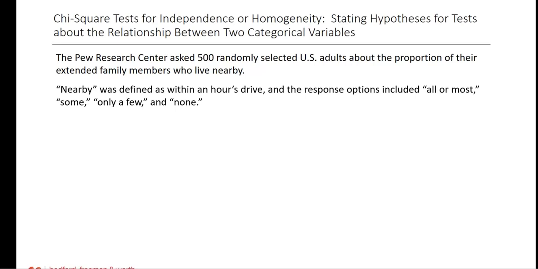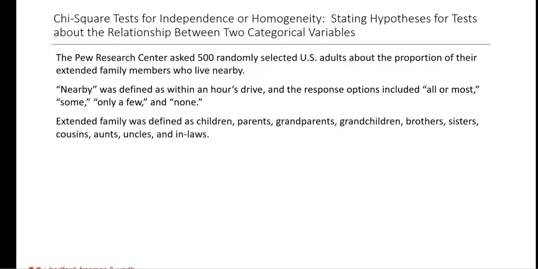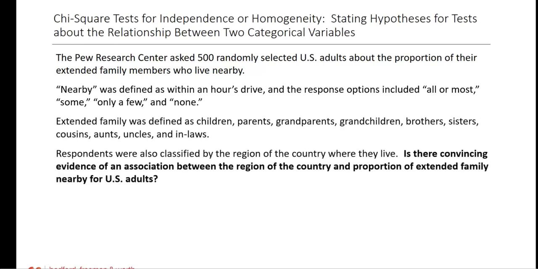So now let's look at an actual example and do the full-on test. The Pew Research Center asked 500 randomly selected U.S. adults if they have extended family living nearby. They defined what is nearby and what is extended family. Respondents were also classified by the region of the country they lived in, like the South, the West, etc. Is there convincing evidence of an association between the region of the country and the proportion of U.S. adults with extended family nearby? So right away, just the way they asked this question, is there an association?